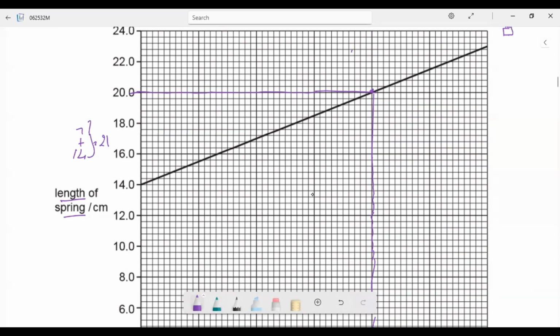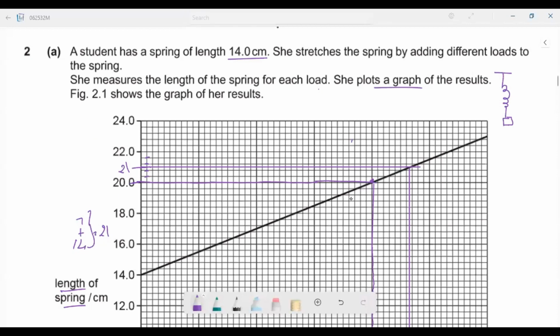So this is 20. Here a total of 5 divisions are there. So here it is 22, right? So the middle of this will be 21. So this is 20, 22, the middle of that will be 21. So at 21, what is the load? If you draw a line from this 21, it will cross the graph at this point, right?